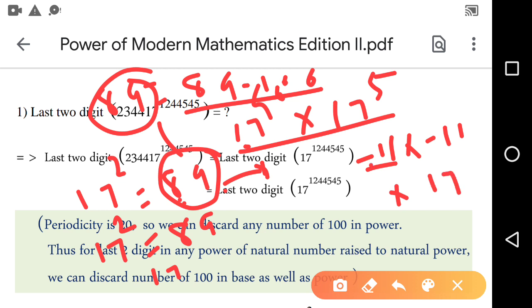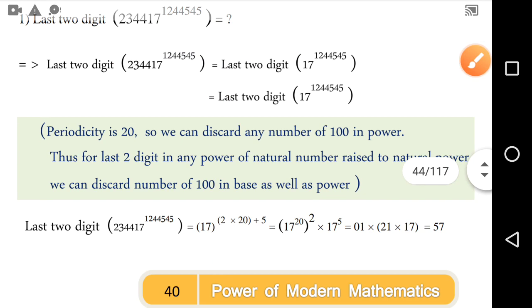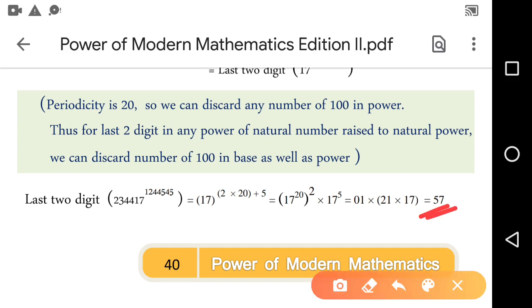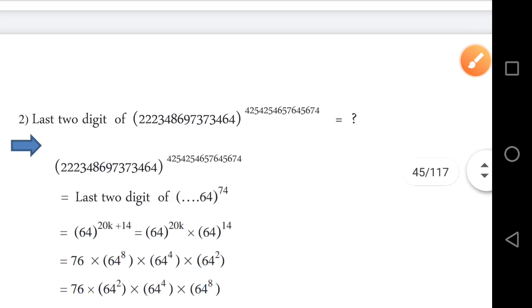Again minus 11, and we have to multiply it by 17. Minus 11 into minus 11 is positive, so 11 into 11 into 17. Now 17 into 11 ends with 87, and 87 into 11 ends with 57. So let us check: here it is 57, and in this manner we can calculate the remainder. We can apply a similar technique.